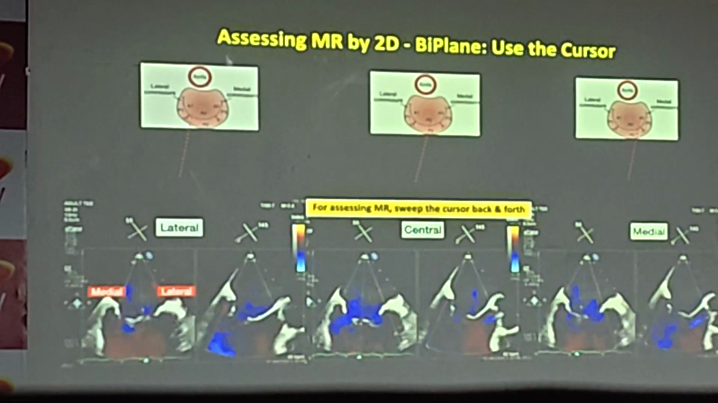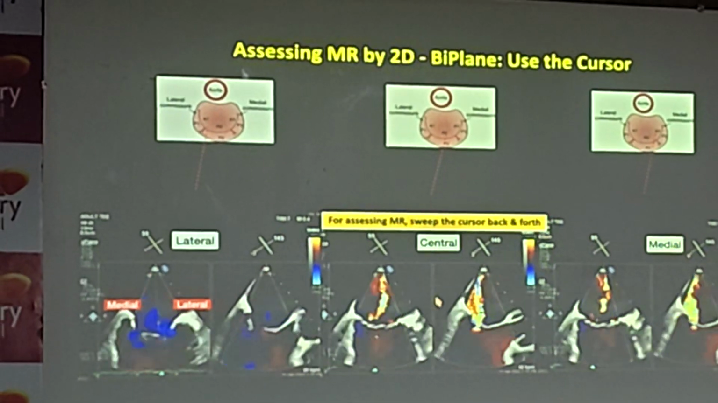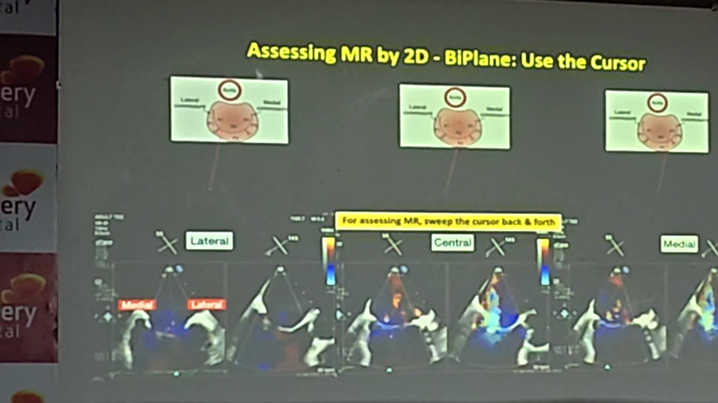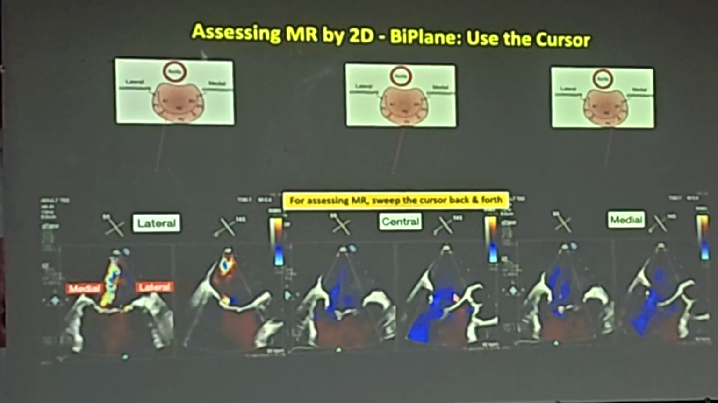Now, the same method holds good for MR also. So you have the MR. Let us say that you have a jet which is coming here. You put the cursor here and you cut it here, and you see how big the jet is.